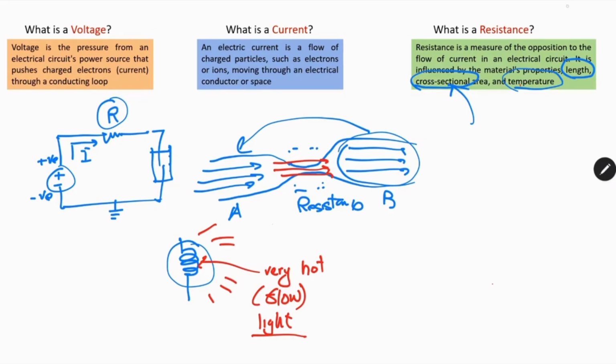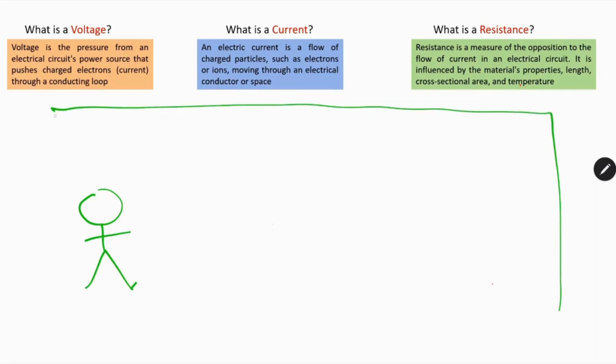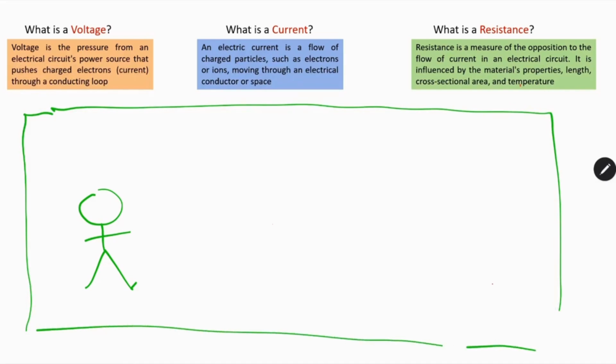Now we'll look at an example which will give us a general understanding of what is a voltage, a current, and a resistance. So imagine there is a person on the field. We can say this is a field and he is playing a game of soccer. This is a soccer ball, and maybe this is a goal post.